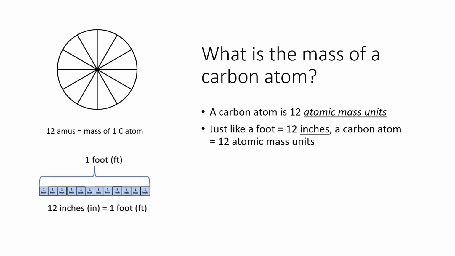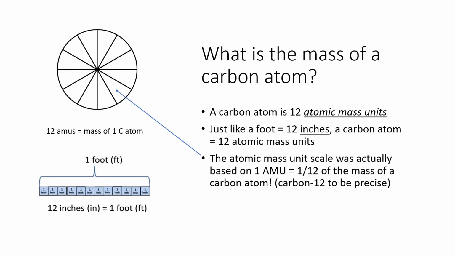Think of it this way. If we take this circle here, an imaginary carbon atom, and we divided it up into 12 units, each one of those units would be 1 AMU. And then, of course, by definition, 1 carbon atom is 12 AMU. This is very similar to a foot being 12 inches. Of course, this is a measure of length versus a measure of mass, but the principle is the same. Dividing a quantity, a thing, an entity up into 12 pieces.